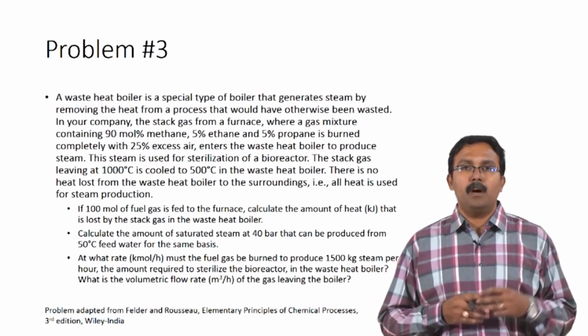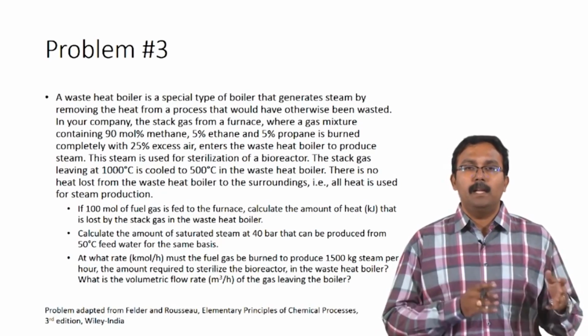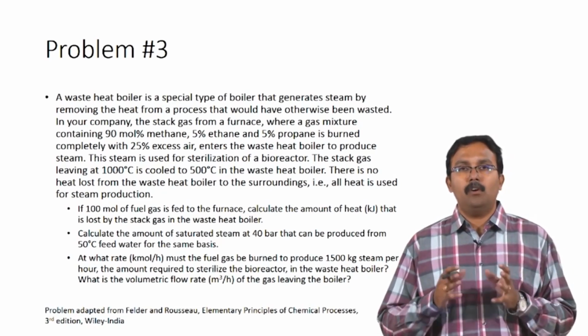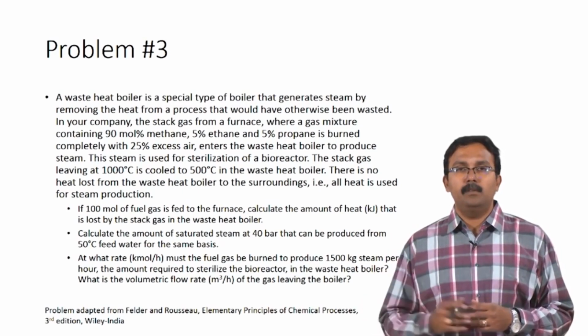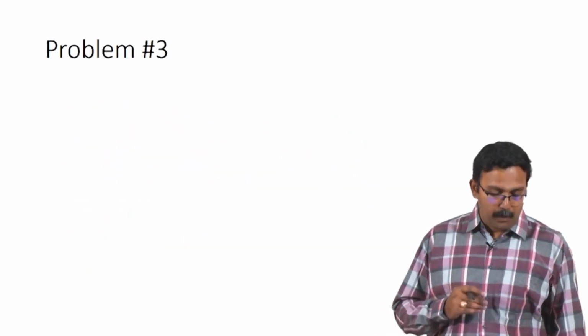So, we first need to perform material balances which will help us identify the composition of the gas which is being fed to the waste heat boiler. So, let us start performing the material balance calculations first. The fuel gas which is burnt in the furnace contains methane, ethane and propane. So, all these are burnt to produce only carbon dioxide. We have been told that it is complete combustion. So, no carbon monoxide would be formed.